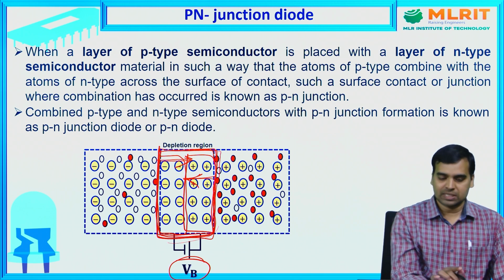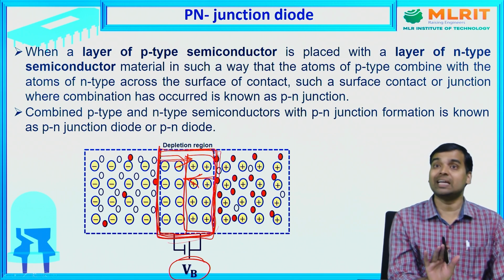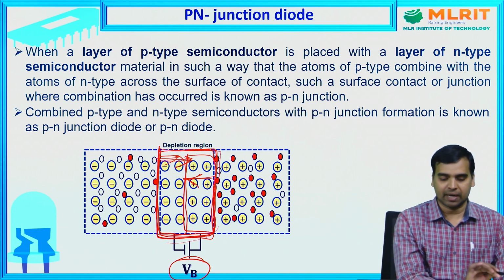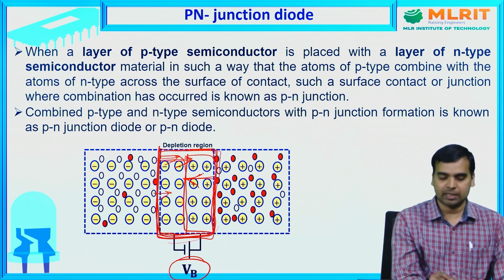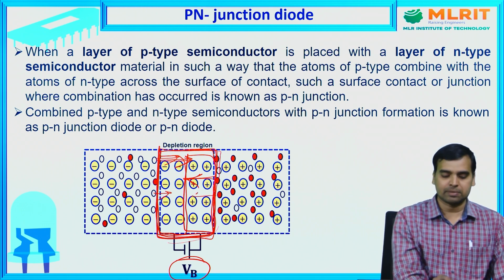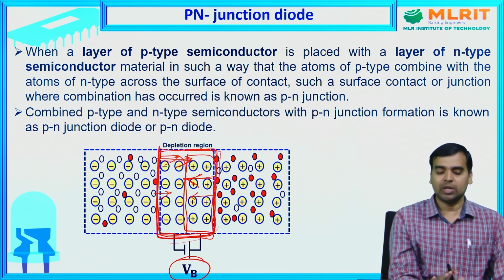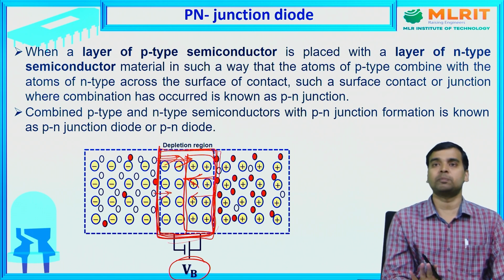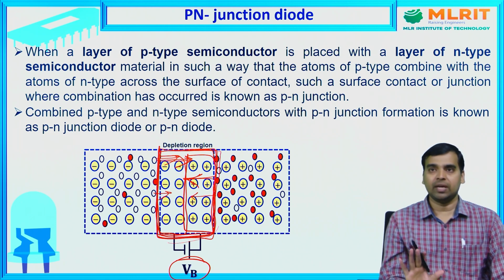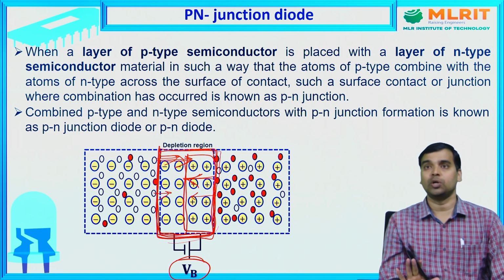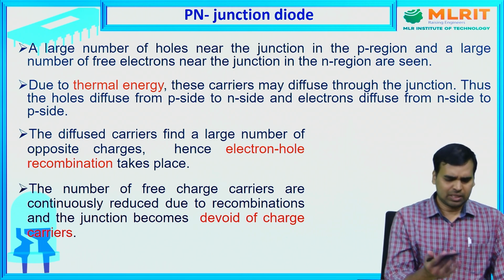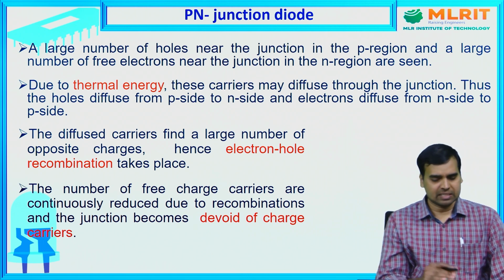Again I repeat, once the barrier potential is developed, further diffusion process will be stopped, because if holes try to come from p-type to n-type side, these positive ions are going to repel. If electrons try to come from n-type to p-type side, these negative ions are going to repel. So once the barrier potential develops, diffusion process will be stopped. Then we say that the p-n junction diode is formed. In such a way, the p-n junction diode is formed. I hope it's clear. Now, this is what I explained. That entire thing is this one.